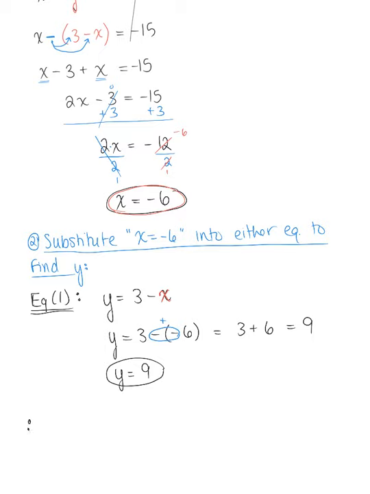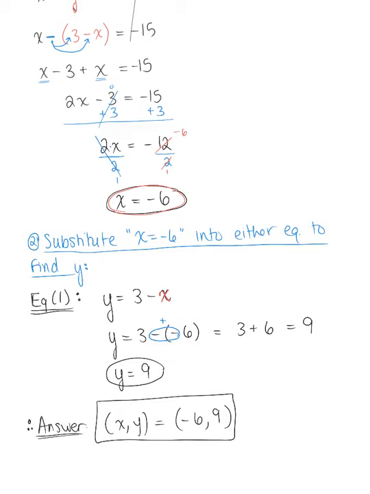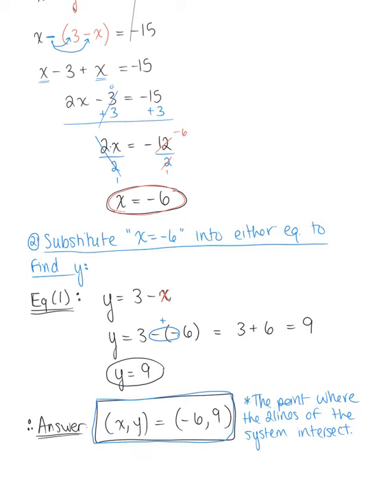And our final answer here is the coordinate point, or ordered pair, when x is negative 6, y is 9. We can even put a little note here that this is the point where the two lines of the given system intersect. So these two lines intersect at negative 6, 9.